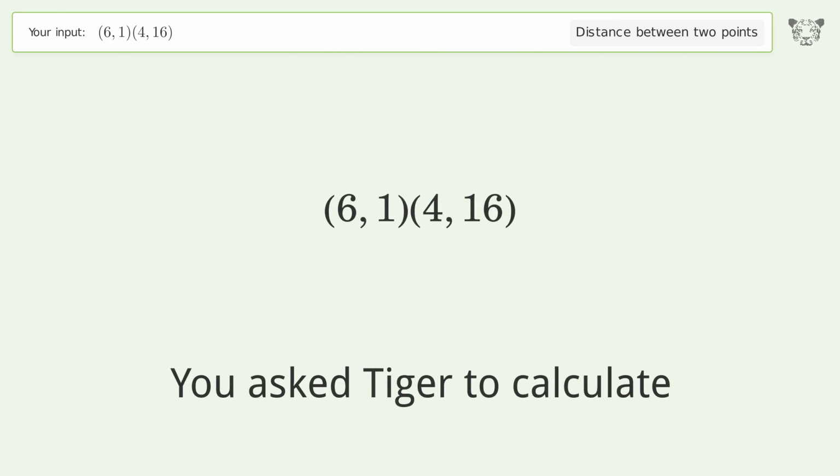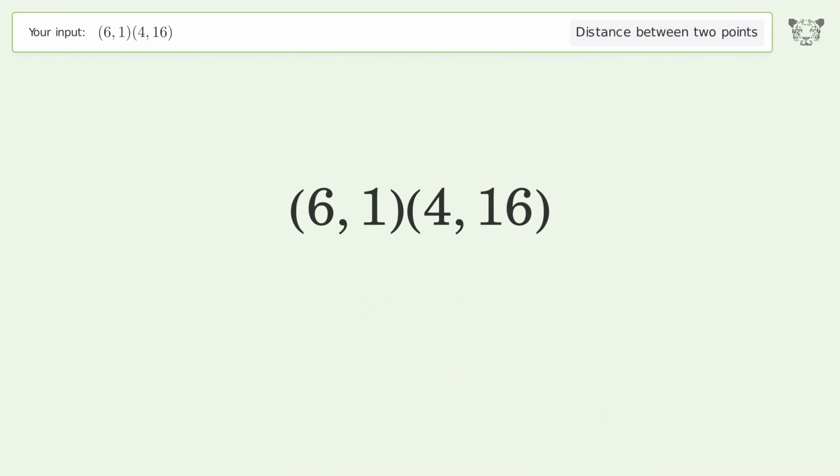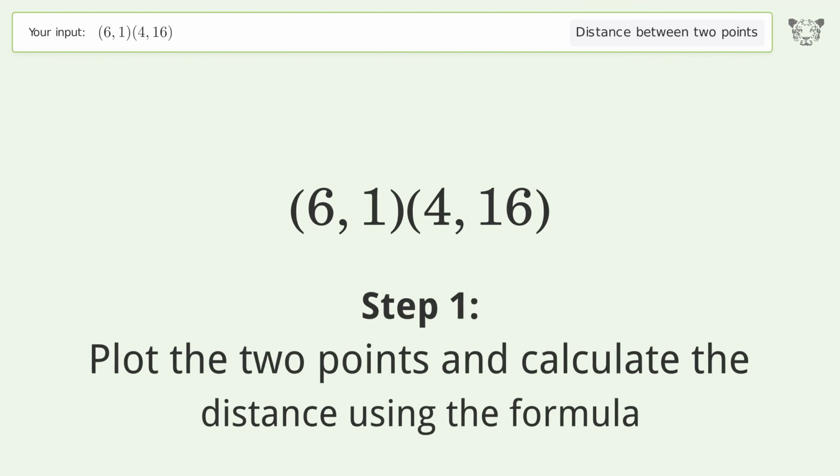You ask Tiger to calculate. This deals with the distance between 2 points. The distance between the 2 points is the square root of 229 or 15.133. Let's solve it step by step. Plot the 2 points and calculate the distance using the formula.